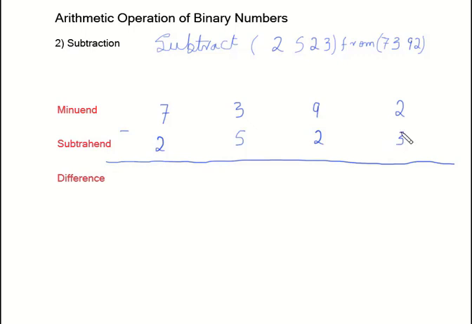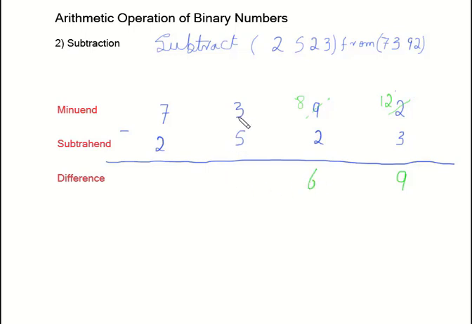So look at this column. We have to subtract 3 from 2, which isn't possible. That's why we have to borrow 1, and this 2 will become 12. As 1 has been borrowed from this 9, this will be 8. Now when we subtract 3 from 12, we have 9. And in this column, as 1 has been borrowed by the previous column, 8 minus 2 gives us 6.